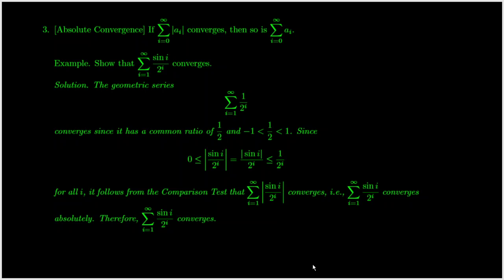The fact in item 3 says that, for a given series, if the series formed by the absolute values of the terms of the given series converges, so does the given series. In this case, we say that the given series converges absolutely. In the example, we use a known convergent series and the comparison test to show that the series formed by the absolute values of the given series converges. Therefore, the given series converges absolutely.